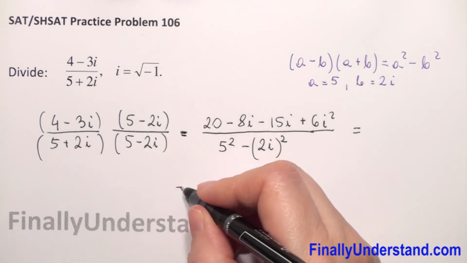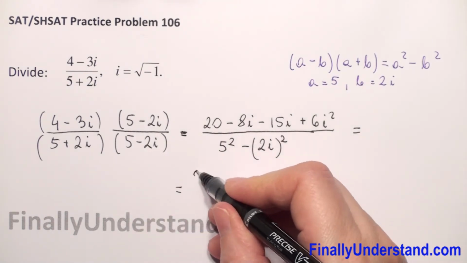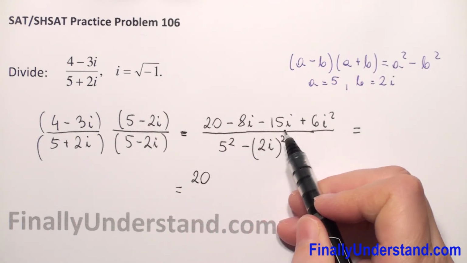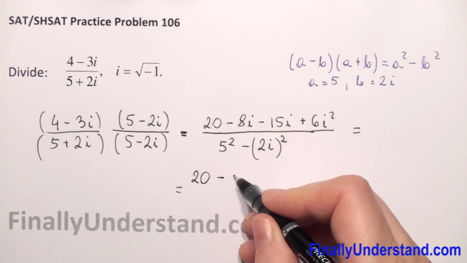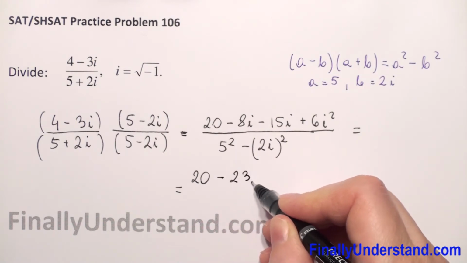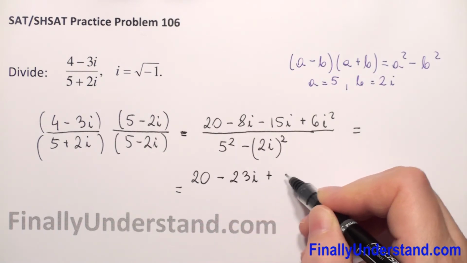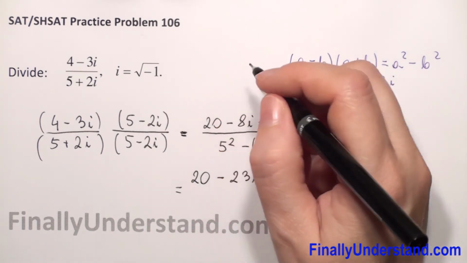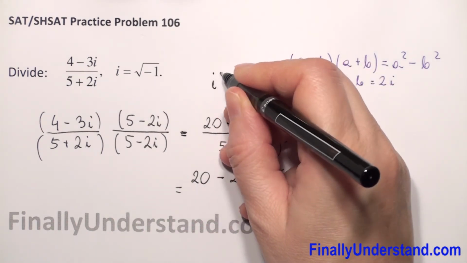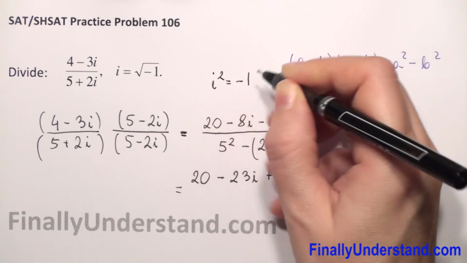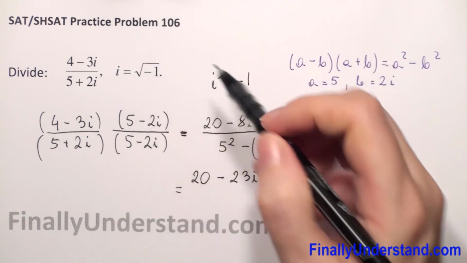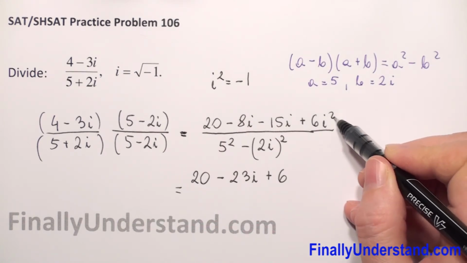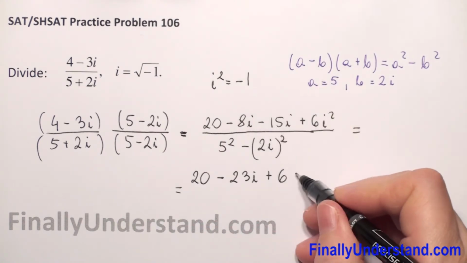So it will be 20, we copy negative 8i and negative 15i, so it will be negative 23i, plus 6, and we have i squared. We know that in complex numbers i squared is equal to negative 1. i is the square root of negative 1. So now i squared we can substitute by negative 1.